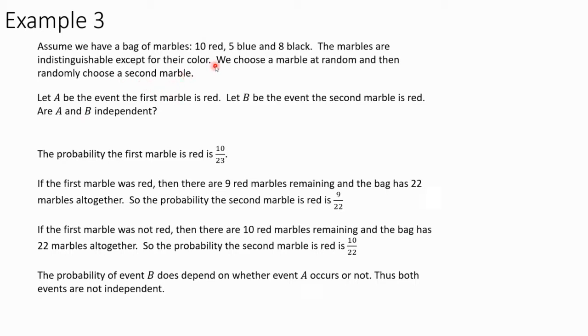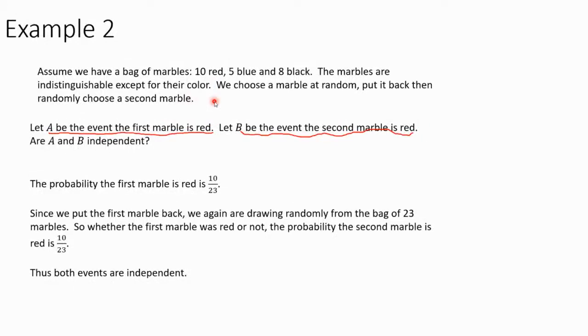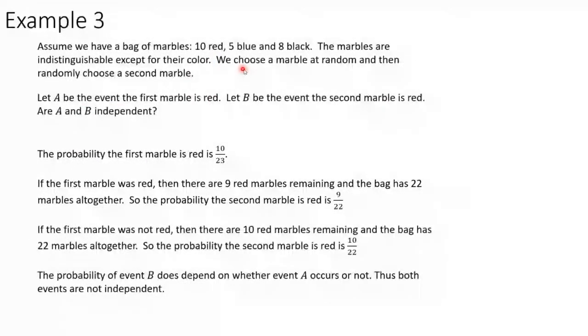Okay, so this is not the same as this example. So I misread my slides. I apologize for that. Here we're choosing a marble at random, but we're not putting it back though. Okay, this is different, you see? We're not putting it back. So now A is the event the first marble is red, B is the event the second marble is red. Okay?